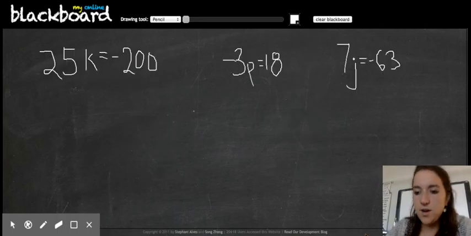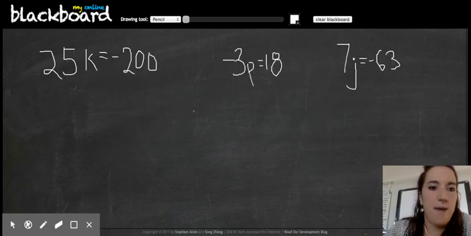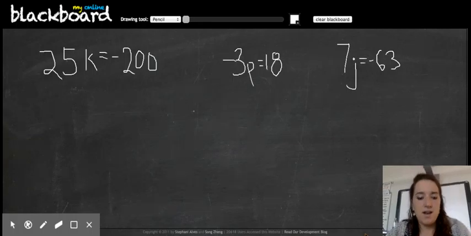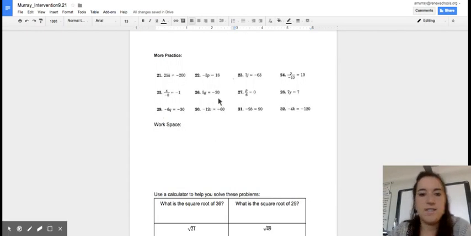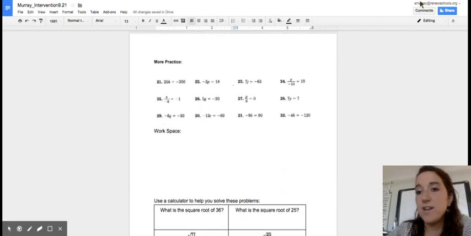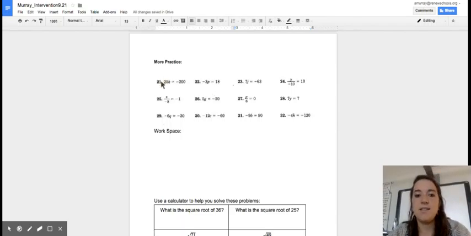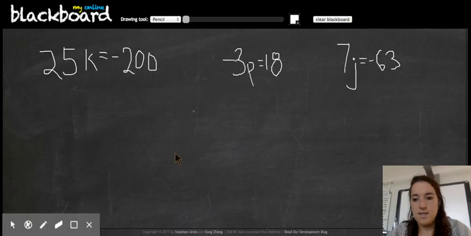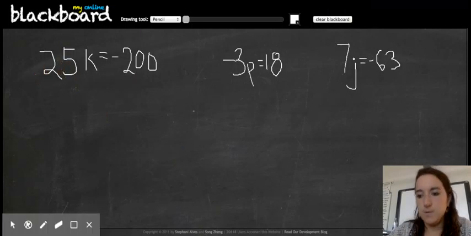Now I want to go over 3 more problems from the back side, just because a lot of you guys saw this side of the page yesterday and you said, I don't know how to do this, but you do know how to do this because it's exactly the same one-step equations. So let's look over the first 3 examples. The first one is 25k equals -200.